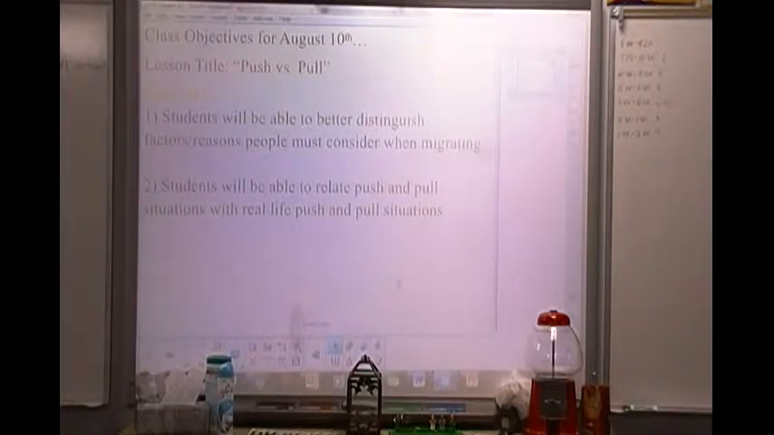Go ahead and raise your hand. Who knows a synonym for factor? Reason? Reason. That's what I want you to put on the quiz. You might want to put that into your notes, okay?